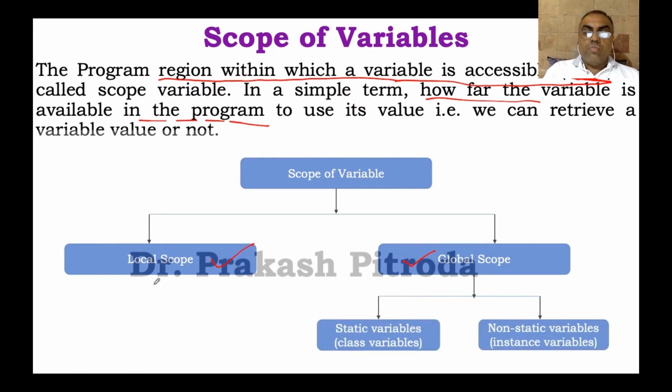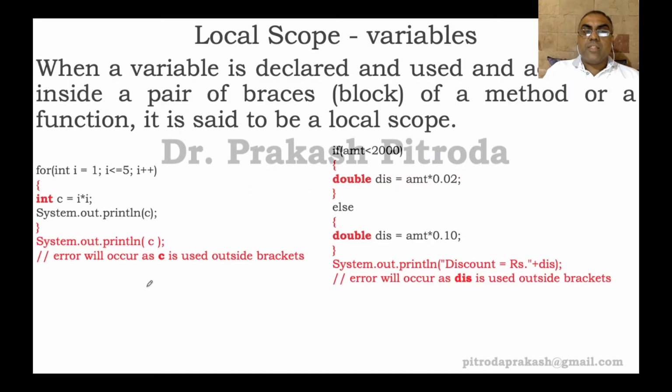In local scope, what we have just learned, I will again revise this. Global scope is again of two types, called static variables and non-static variables. Static variables are also called class variables, and non-static ones are instance variables. We will discuss each of them in detail in the next few slides. Alright, so this is your basic division of scope, how far I can use a variable. So let us start with understanding the local and the global, the local scope first.